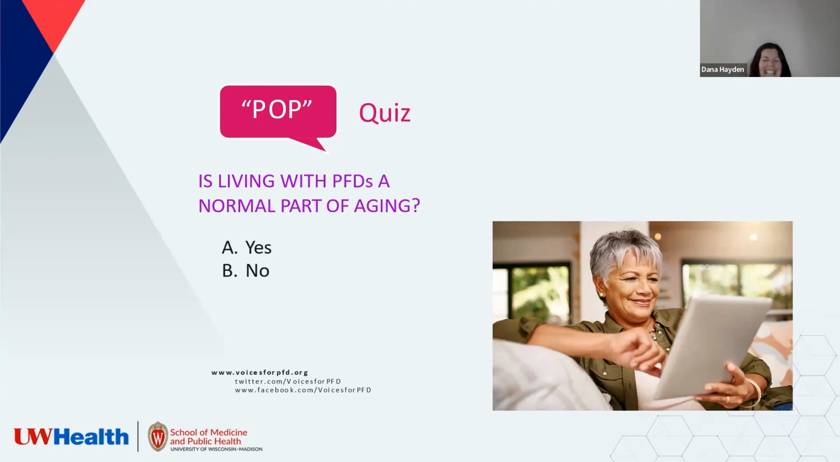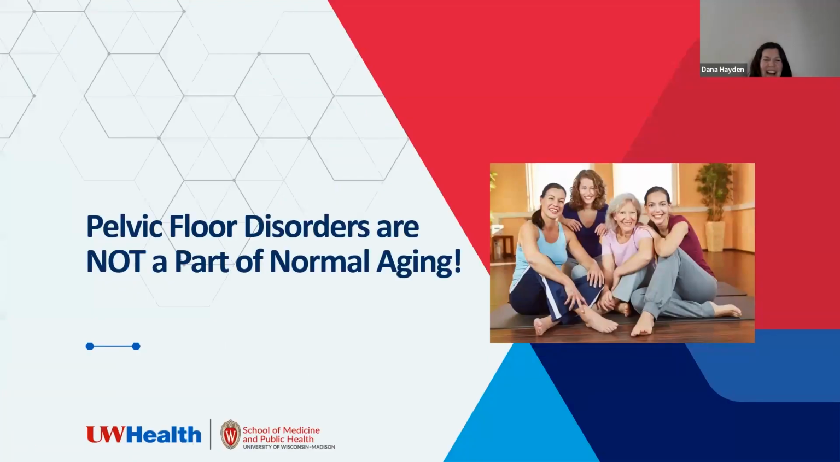Great. Okay, so it is not a normal part of aging. There are a bunch of different reasons why people have pelvic floor dysfunction. It does take a village to figure out exactly what led to the problem. Sometimes you don't ever get that answer, but we know it takes a bunch of different ways to treat this to get people feeling better, improving their quality of life. But we shouldn't just accept it as a normal thing that we all have to go through.